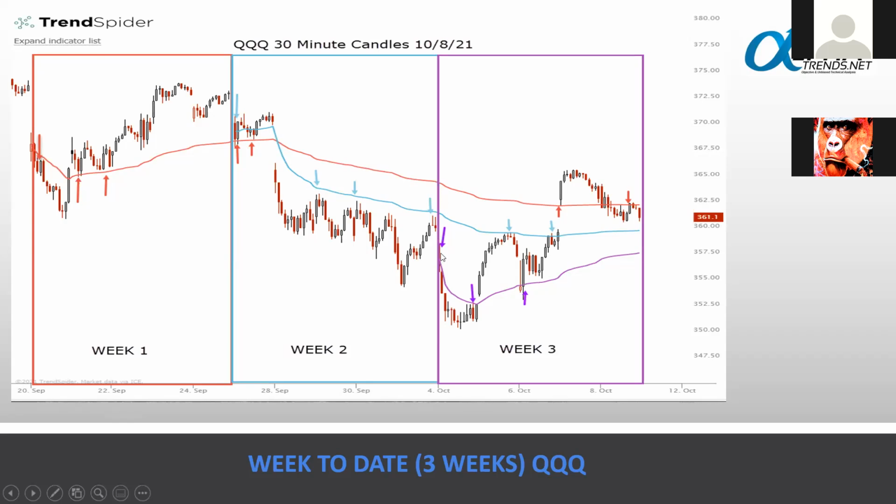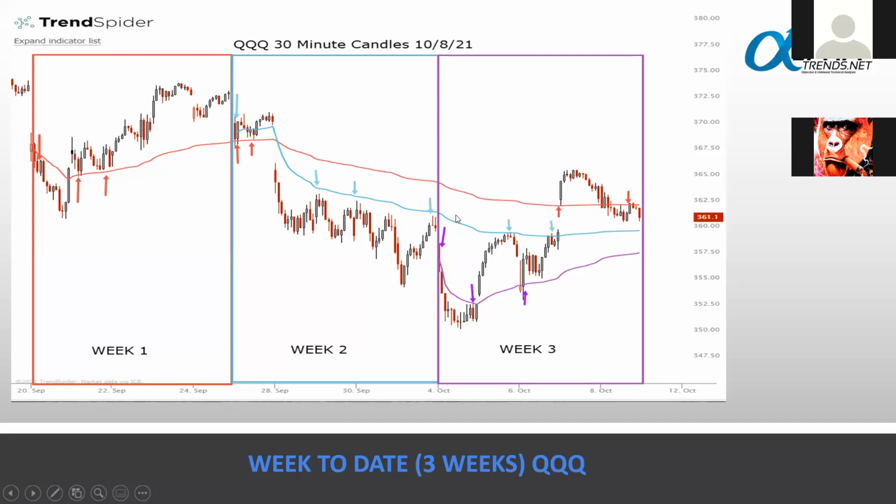On the third week, last Monday, we gapped down again. The sellers were in control that entire day. Tuesday, it gapped up, and it ran directly into the volume weighted average price from the prior Monday. And then again, and on and on.